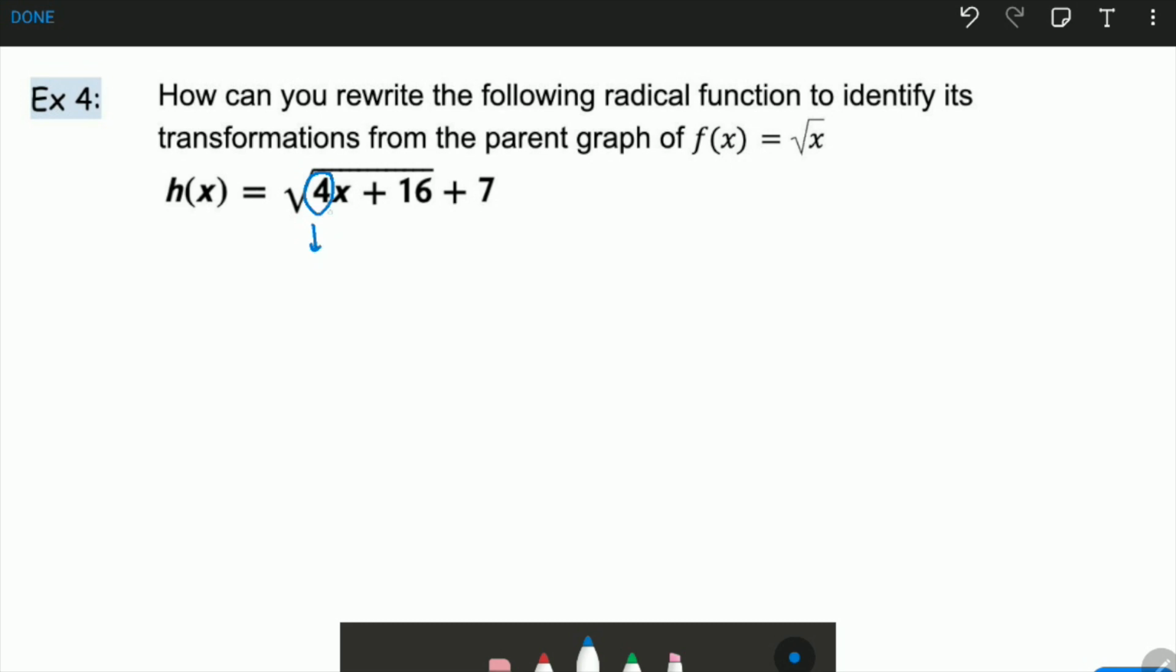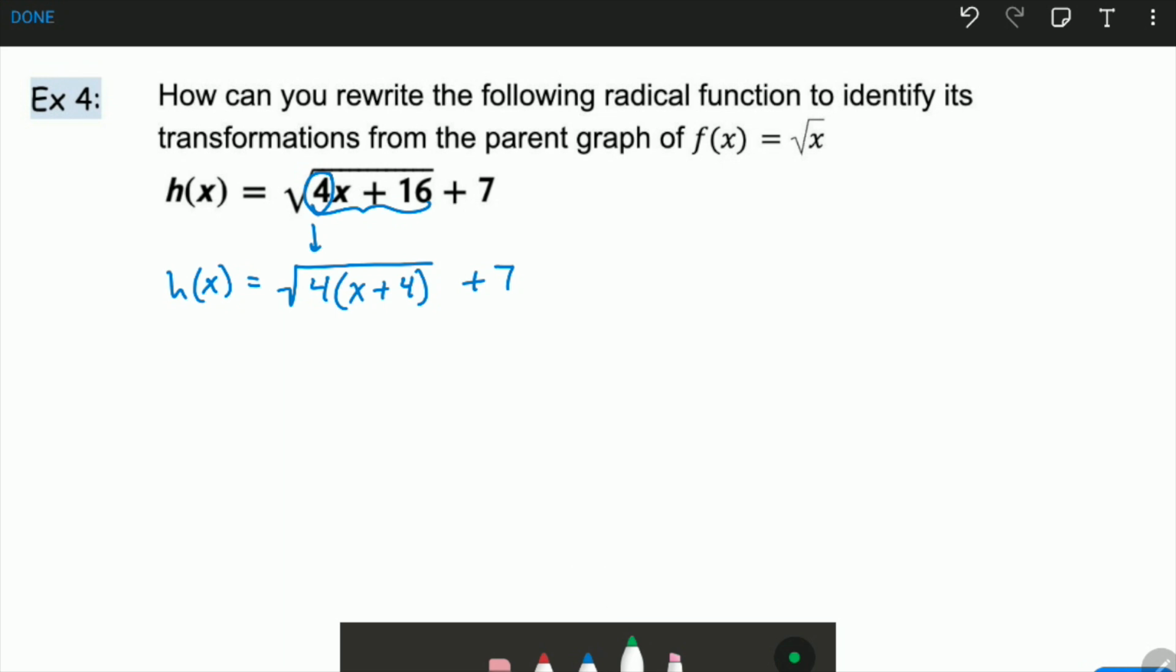So we're going to factor that out of both terms inside the radical. If we do that, we will end up with 4 times, in parentheses, x plus 4. 16 divided by 4 is 4. My plus 7 isn't changing.